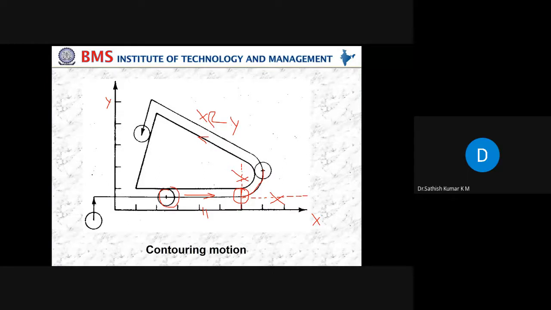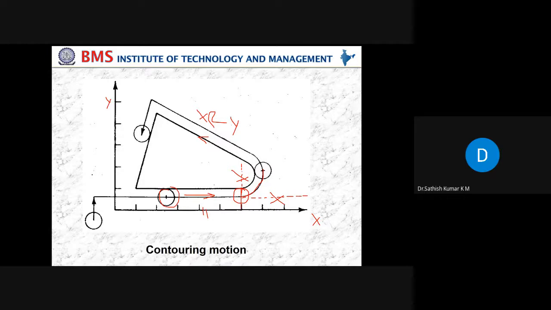Remember, if you want to make the tool move at a certain angle, you have to give a motion to both the axes. Also if you want to give a rotation, a curvilinear motion, again you have to give a motion to both the axes. That is called your contouring motion. That is very, very important. So these two are very, very important classifications.